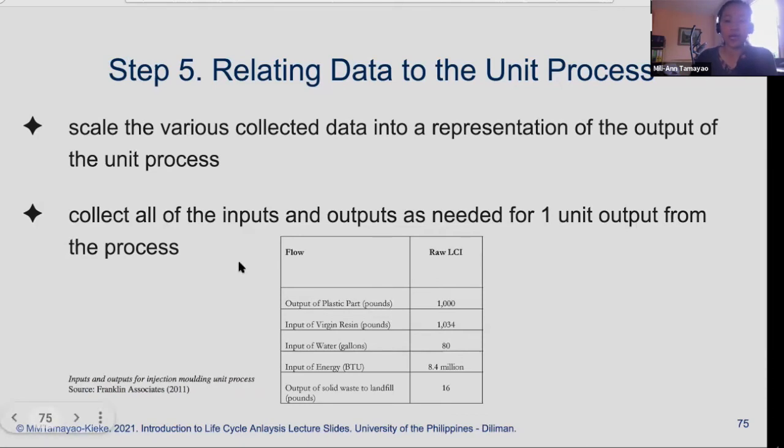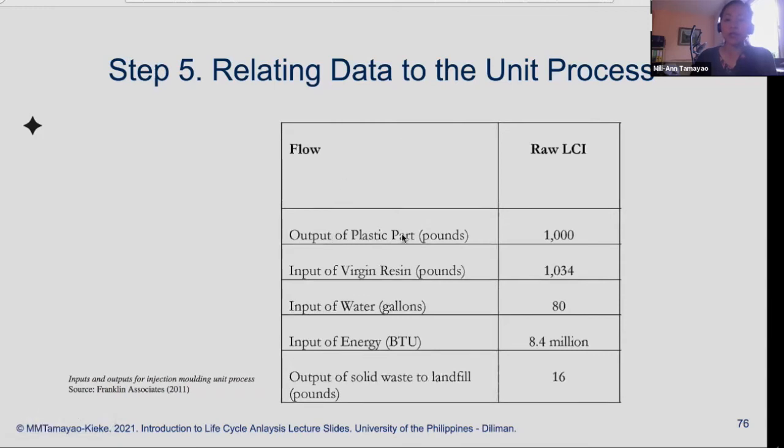So this is an example. The output is a plastic part in an injection molding unit process, and your raw LCI inventory would be this: 1,000 pounds. And these are the inputs and then other outputs. Inputs: virgin resin, water, energy, and these are the units of measurement. And you have your raw life cycle inventory. In addition to the plastic part, there's an output in terms of waste, solid waste to landfill in pounds, which amounts to 16.